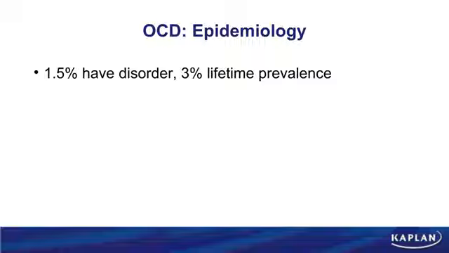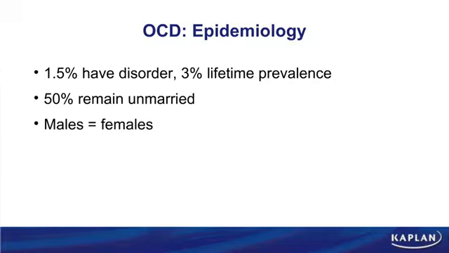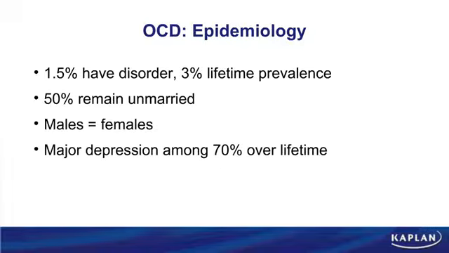Now, about 1.5% of the population has OCD, and we find a 3% lifetime prevalence. 50% of these patients do remain unmarried, and this is the only one of these types of disorders under the bigger branch of anxiety that has equal incidence in men and women. Even though OCD and PTSD were removed from DSM under the anxiety disorder chapter, please remember they are still technically considered anxiety disorder. Why? Because they do cause autonomic hyperactivity. And patients who have OCD also have increased episodes of depression.